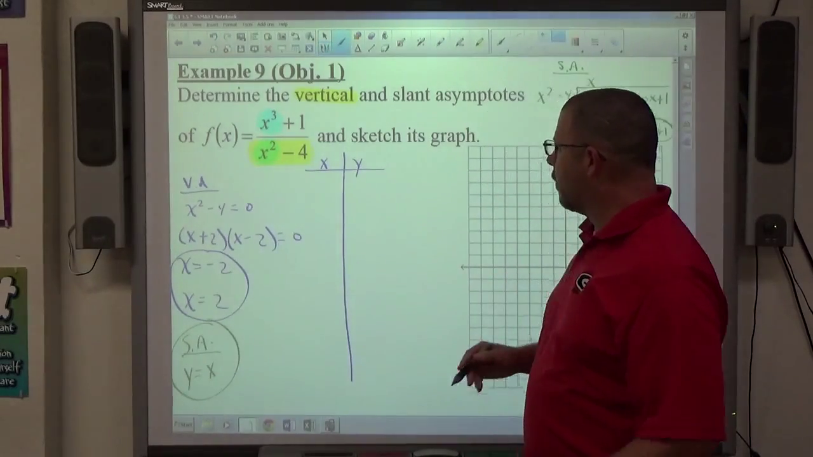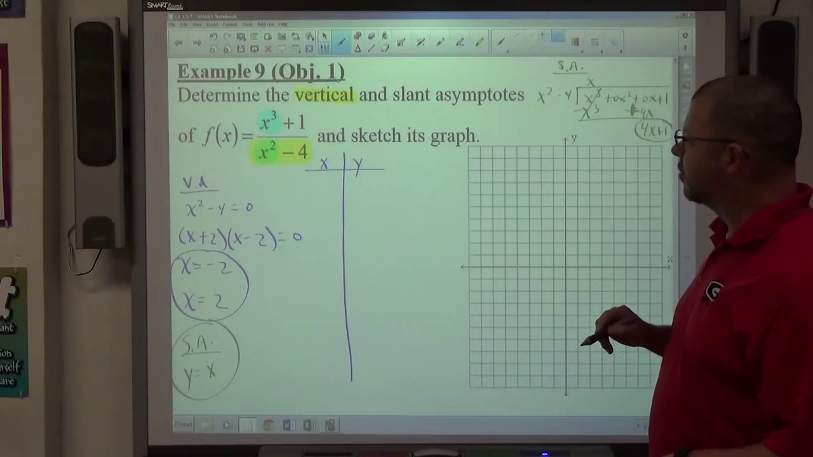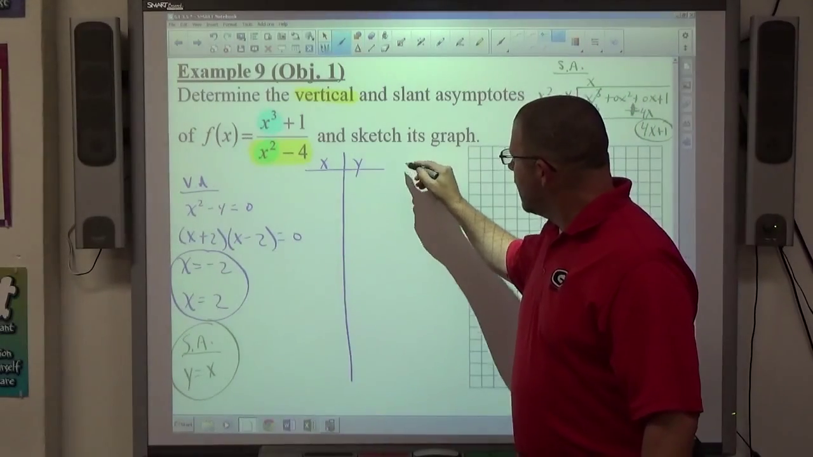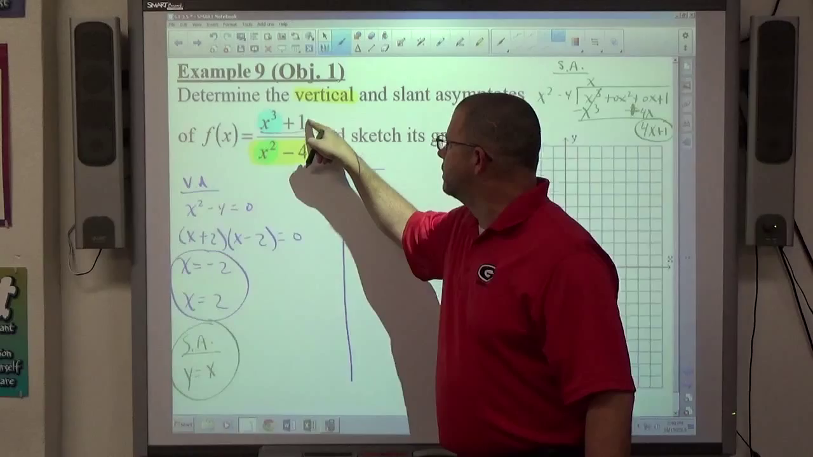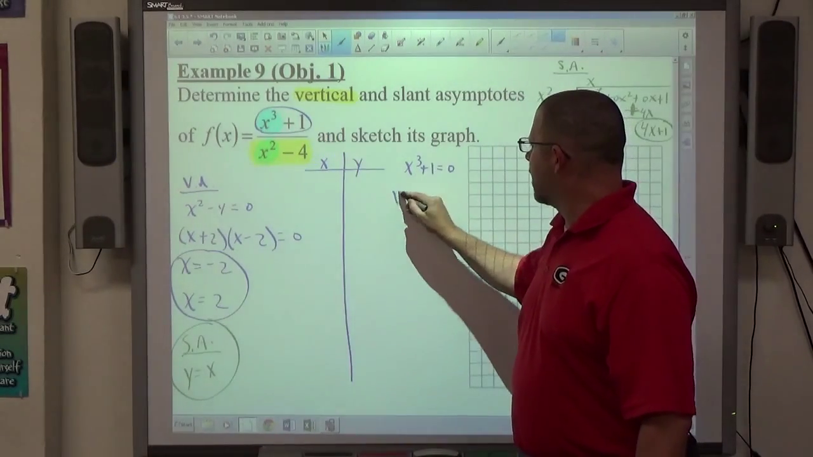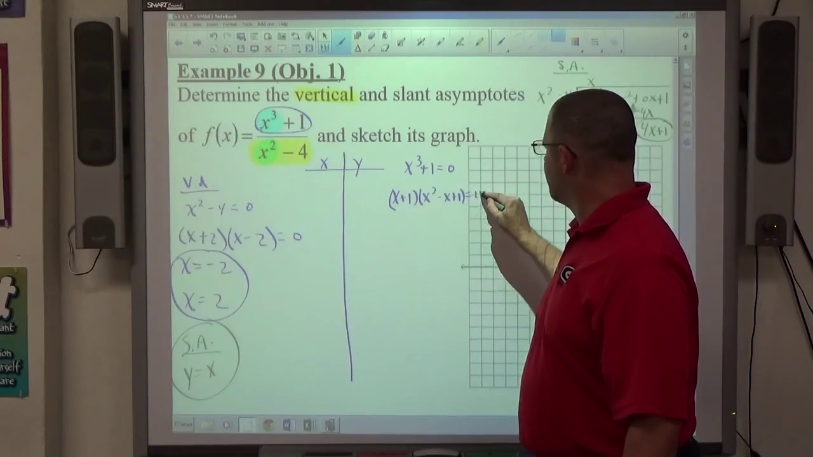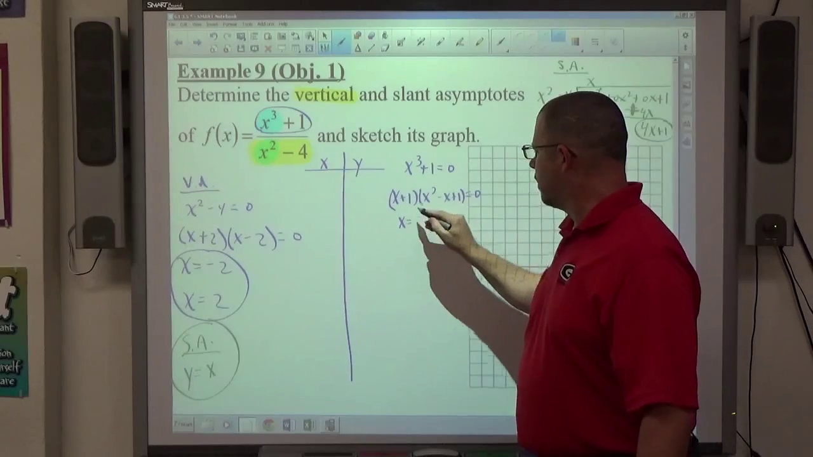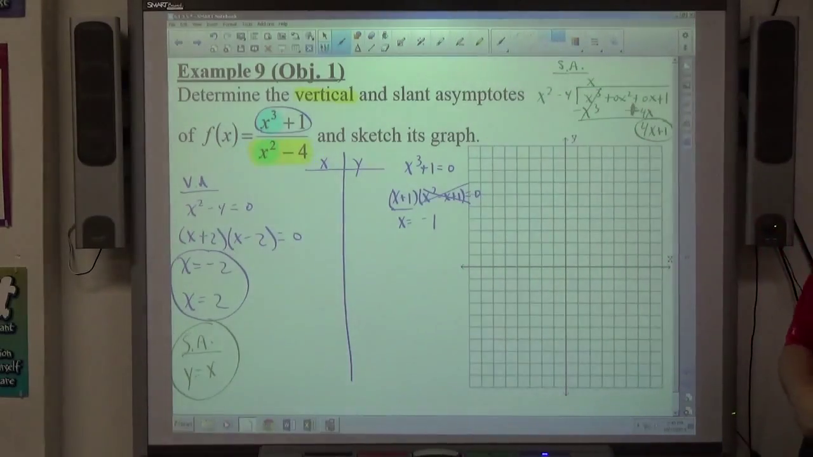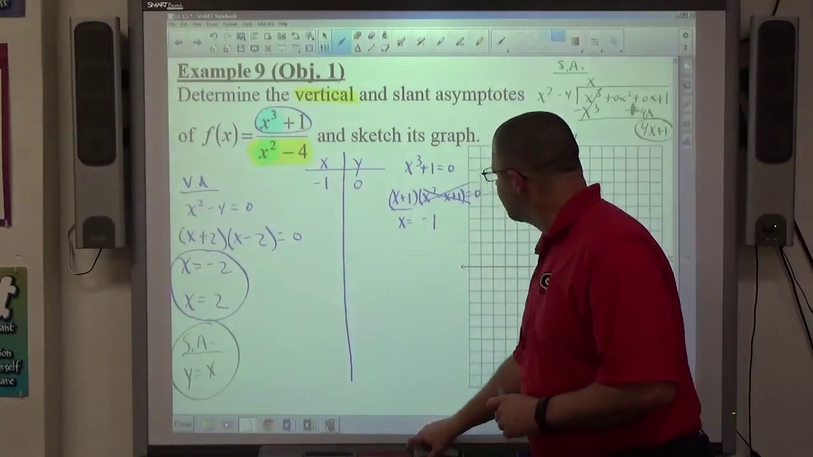So what I want to do for picking points, one other thing I should really find would be intercepts. If we look at the x-intercepts, if I set the numerator equal to 0, that's x cubed plus 1. That gets me (x plus 1) times (x squared minus x plus 1) equals 0. That gets me x equals negative 1 for this one. If I did the quadratic formula on that, I get imaginary answers. So negative 1 comma 0 is the x-intercept.